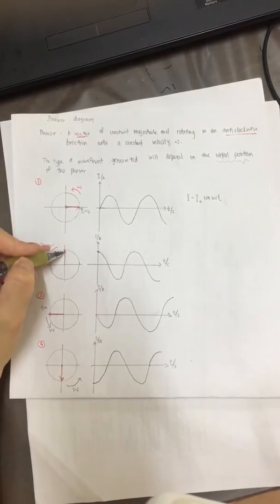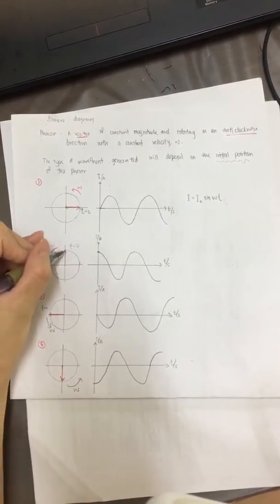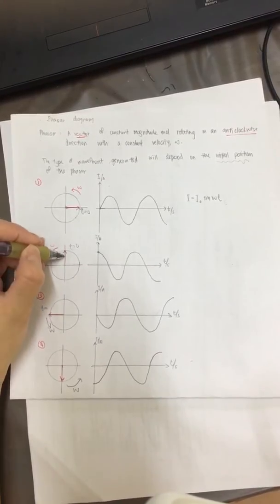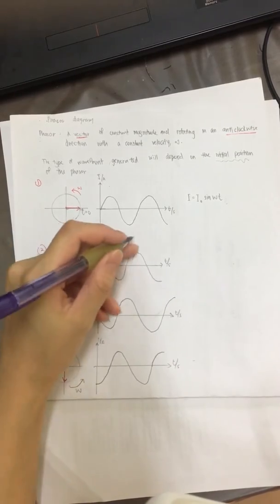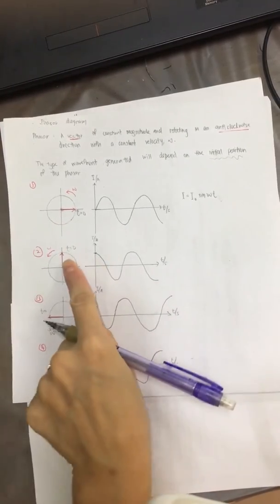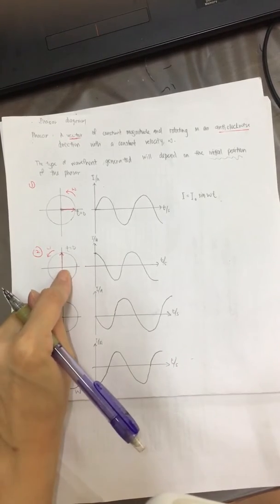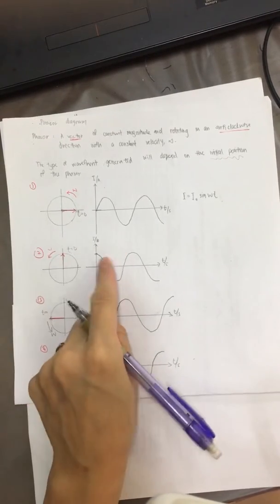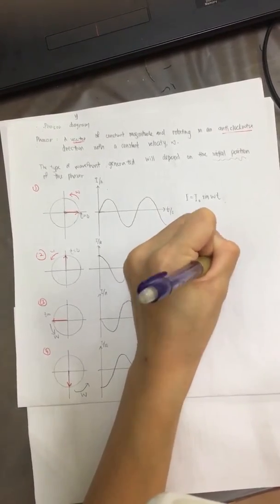For the second phasor, the initial position starts from here. When t equals 0, the phasor starts from here, so the current starts from here. It will generate a cosine graph. So you will have a cosine graph in this direction. Your phasor here is actually your current in this example. You will have this cosine graph, represented by this cosine equation.